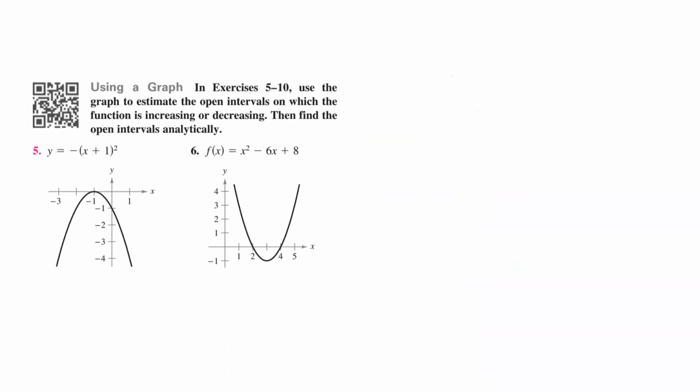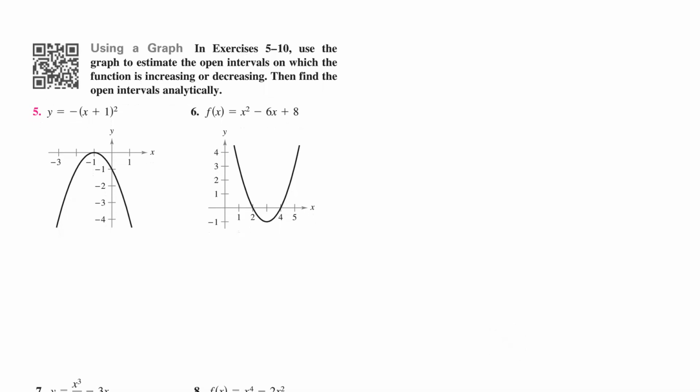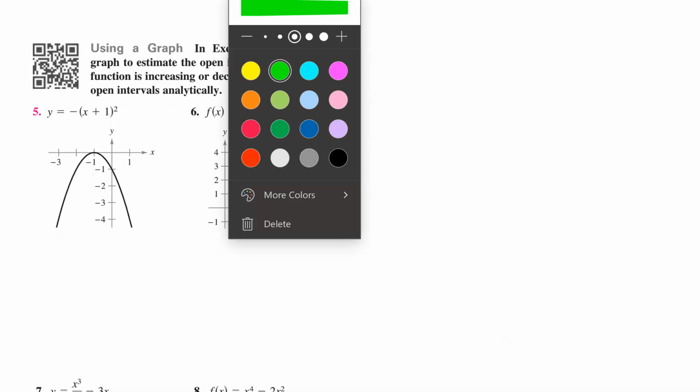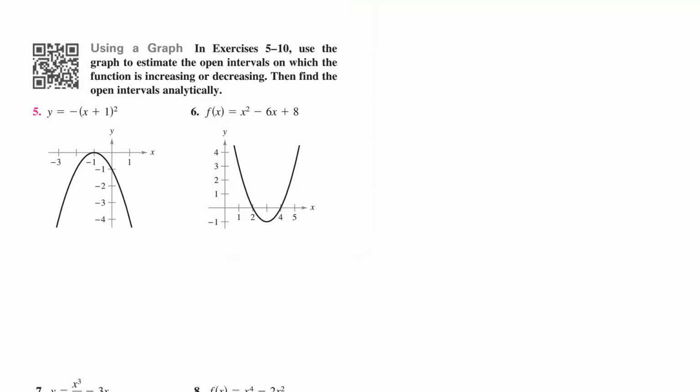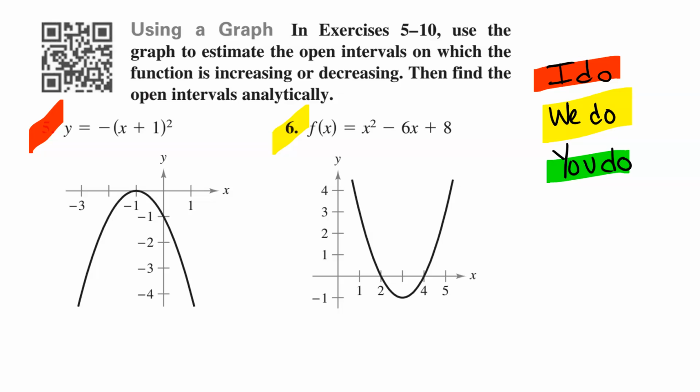So for these functions, we're going to do our I do in red, right? Our we do in yellow and our you do in green. Bearing that in mind, we're going to look at number 5. So for each of these, we're going to estimate the intervals where we're increasing and decreasing, and I'm going to encourage us to put a bar under it where we think about what our first derivative is. So where is my relative max or relative min, that point where my slope is 0? Well, that's right here.